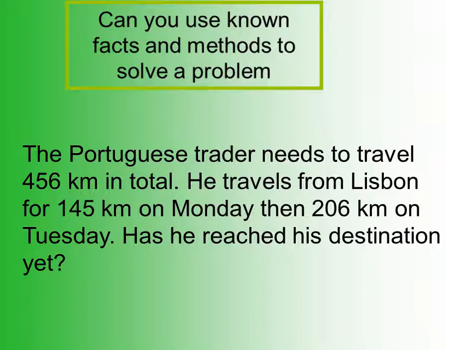Now, he needs to go 456 in total. Has he reached his destination yet? No, because 351 is less than that. Now, this question doesn't ask you to work out how far he's got left to go. It just wants to know, has he reached his destination yet? So your answer needs to be a word answer, and it's no, he hasn't.